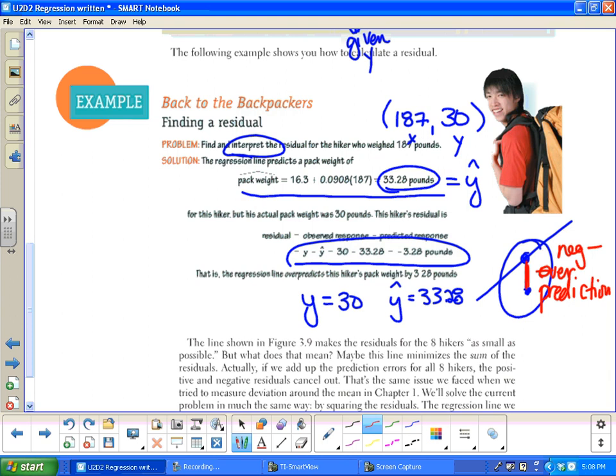And then if you have a data value that lies above the line, like this, here would be your residual, then this would be under prediction, because it would be too low. Under prediction.